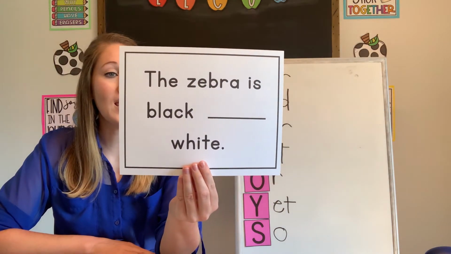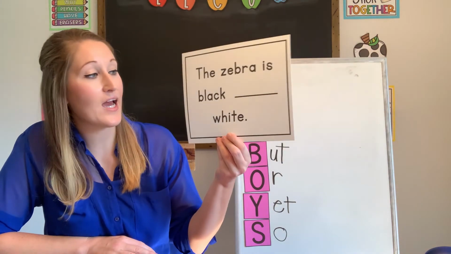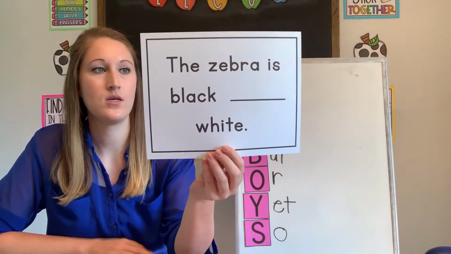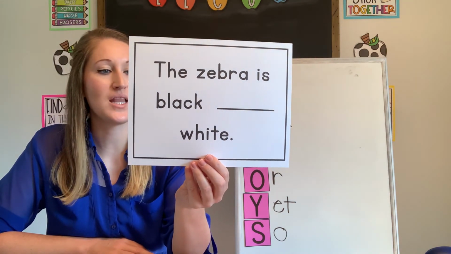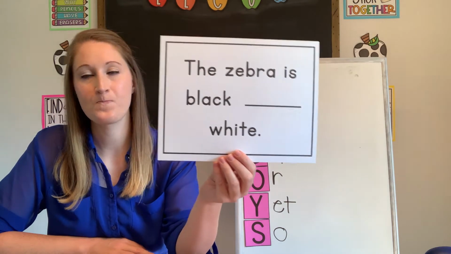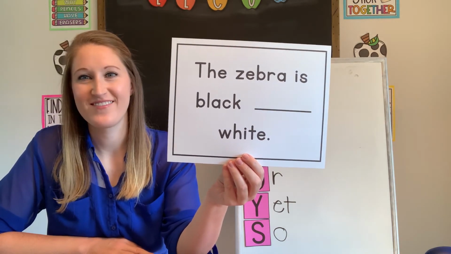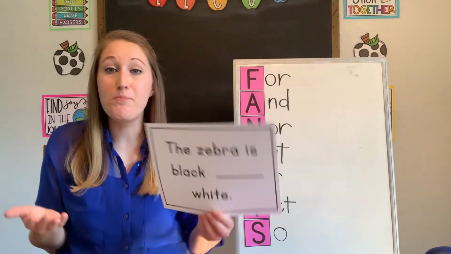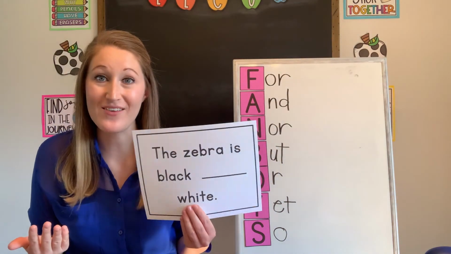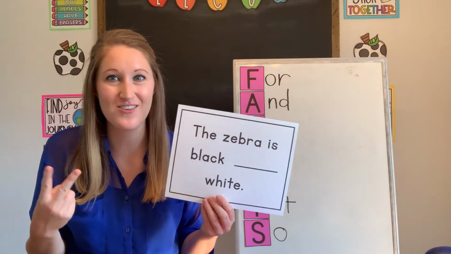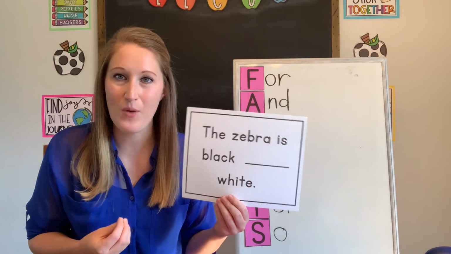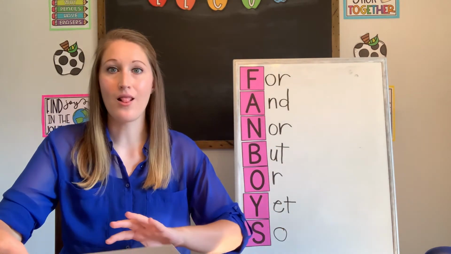The zebra is black, blank, white. Good, it's and, right? It's both. It's black and white, right? When we look at a zebra, it's got those two colors. So that and says we have both. Very good. Last one.